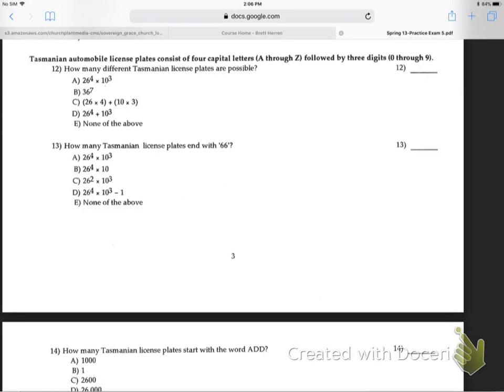All right, number 12. How many different Tasmanian license plates? Well, 4 capital letters followed by 3 digits. So 4 letters. So I'm going to do one. WAMB 765. So 4 letters, 3 digits. There doesn't look like there's any restrictions of any kind. So I made all these decisions. What is that? 7 decisions.